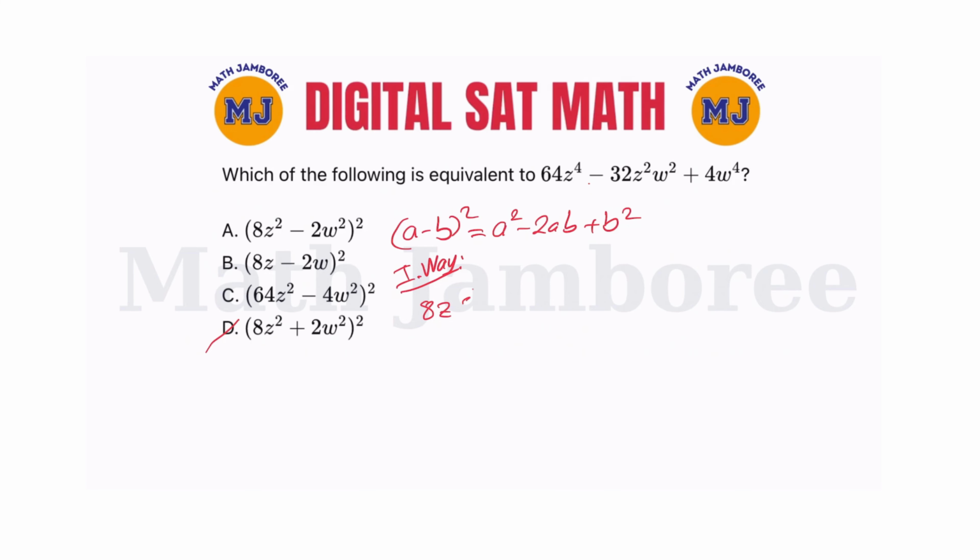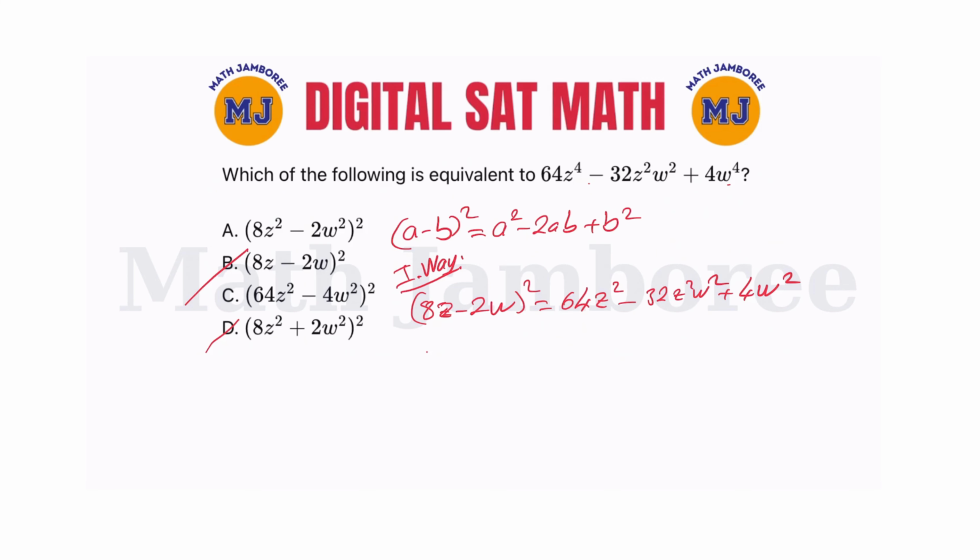8z minus 2w squared, sorry about that. The first term squared is 64z squared, minus, multiply these two together, 2 times 8 is 16 times 2 is 32z squared and w squared, and plus 4w squared. But we were looking for 4 times w to the power of 4. Because of that, I can eliminate choice B.